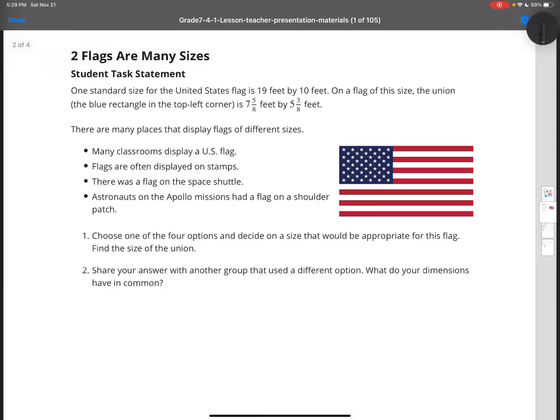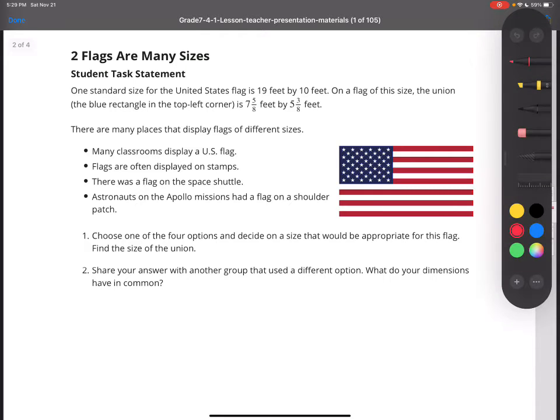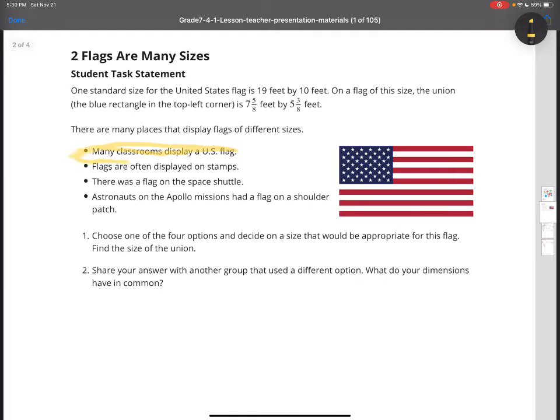Now, of course, guys, you should already know which question I'm going to pick to do with you. Can you guess? If you guessed many classrooms, you are absolutely correct. That is the one I'm going to do with you guys because, why? I'm a school teacher. I see that flag every single morning when I'm saying my pledge.